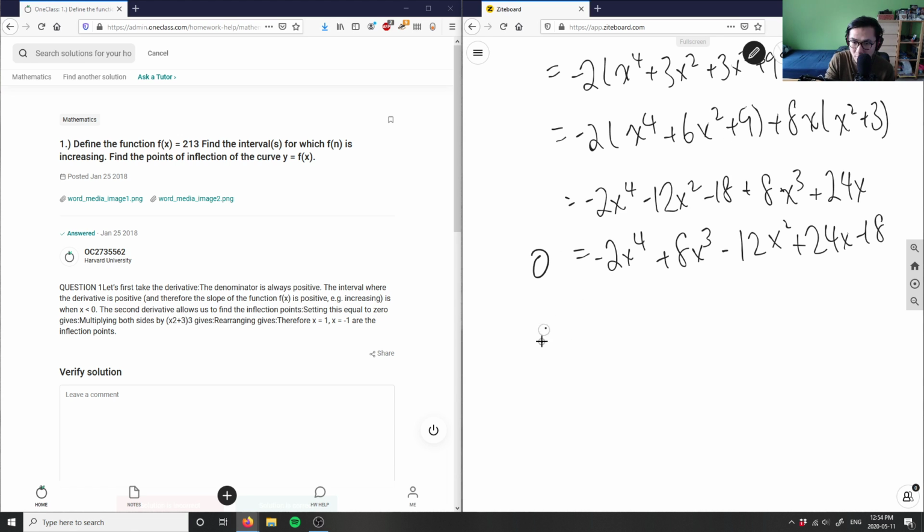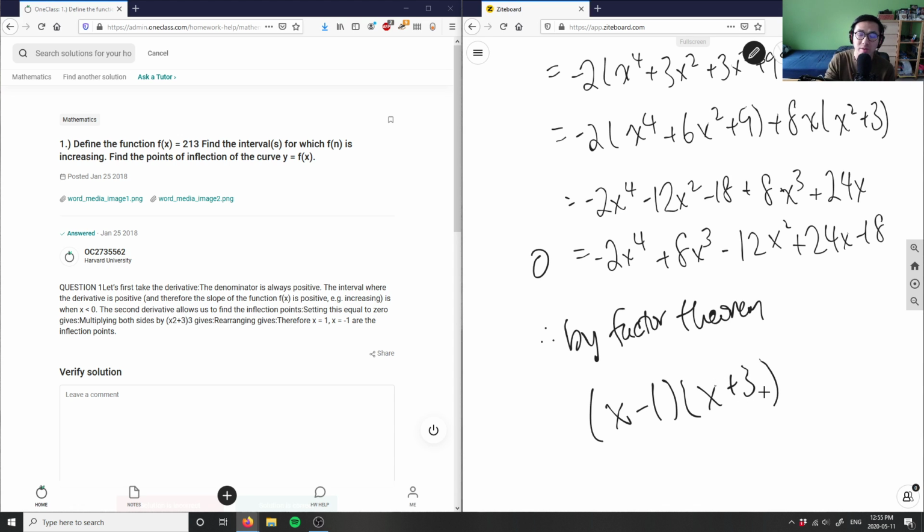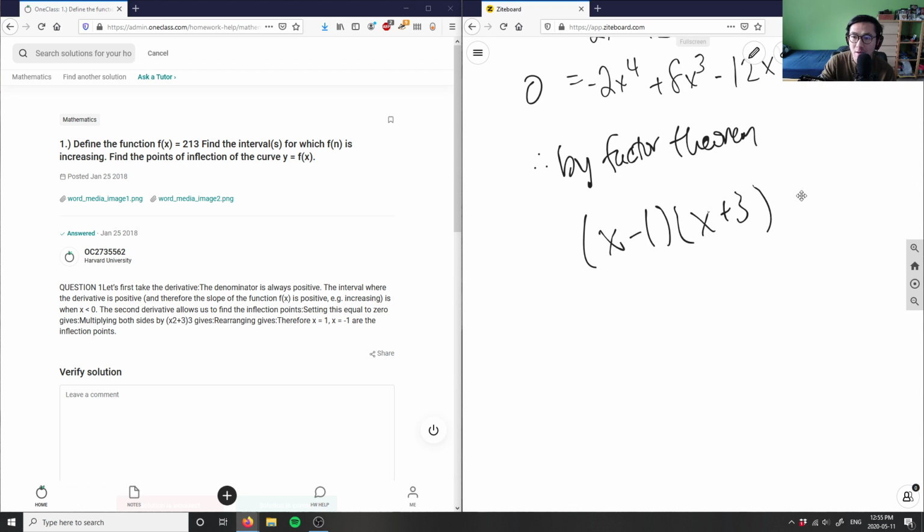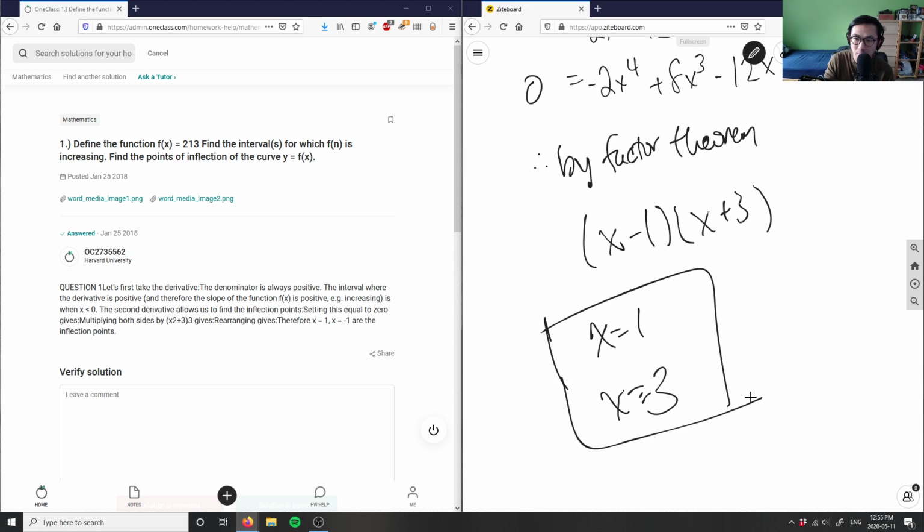So therefore, by the factor theorem, I would get x minus 1 and x plus 3 here. And I get 2 more roots that are complex, so I don't care about these guys. Therefore I have x equals 1 and x equals 3, and these 2 are my inflection points for this problem.